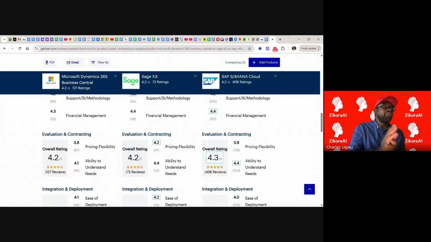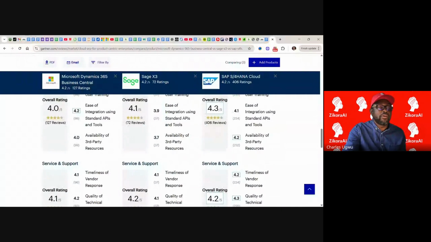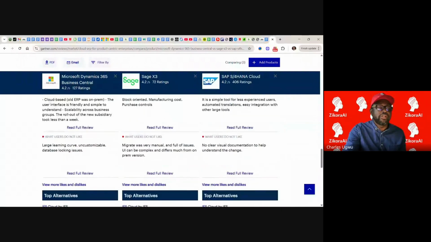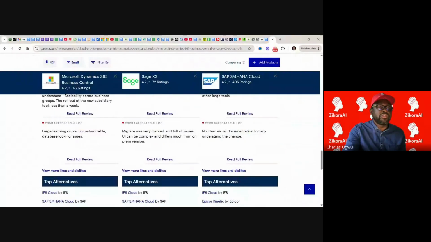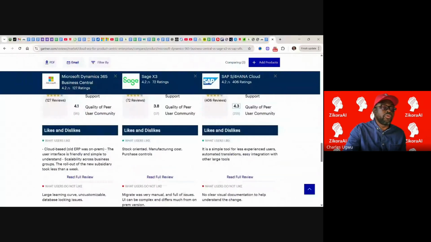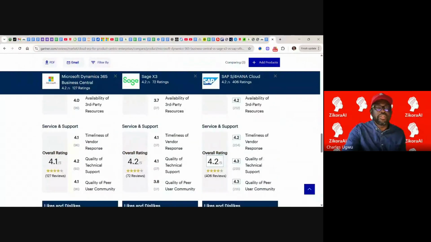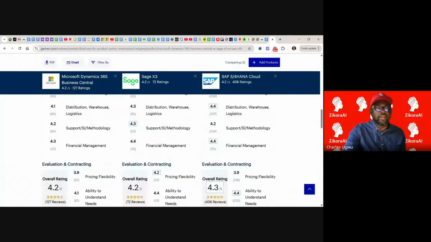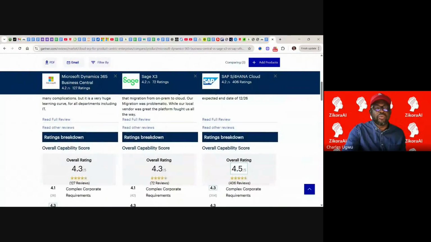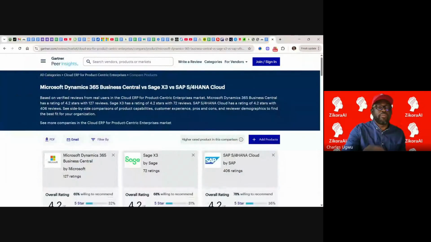So this is how you can do your solution evaluation. I've given you a lead. You have Gartner. You will see how to do comparative analysis. If you want to go down more to know what people are saying about each of them, you can go and read the reviews thoroughly. But with this rating here, you've already been given insights to do your own rating and come up with one solution. So this is where we are resting it from my own side.